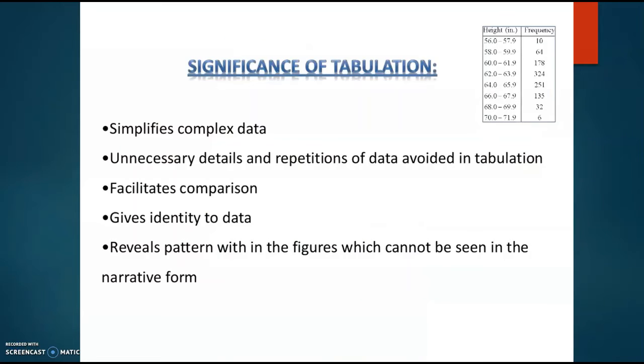Children, what is the significance of tabulation? It simplifies complex data. Unnecessary details and repetitions of data are avoided in tabulation, and it facilitates comparison. It gives identity to data, and it reveals patterns within the figures which cannot be seen in the narrative form.